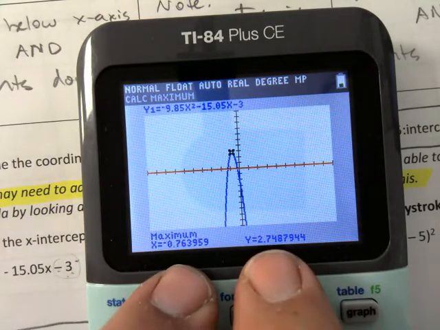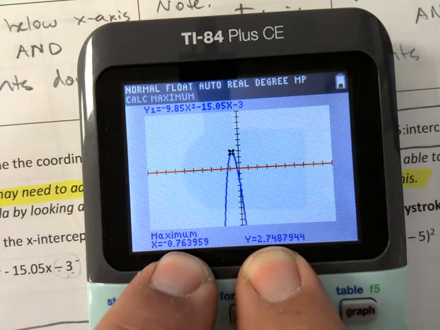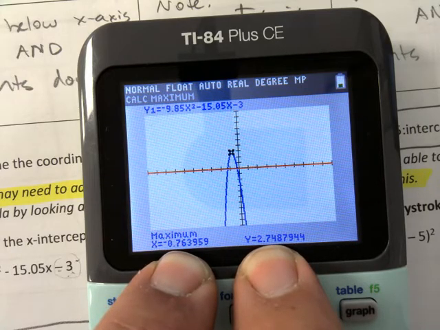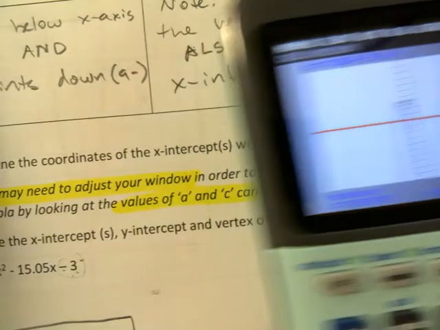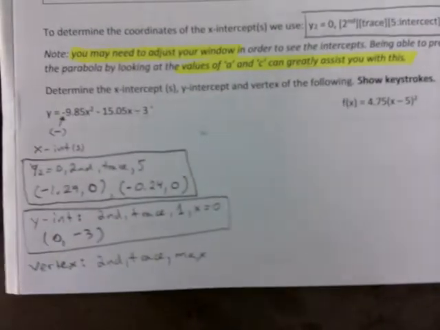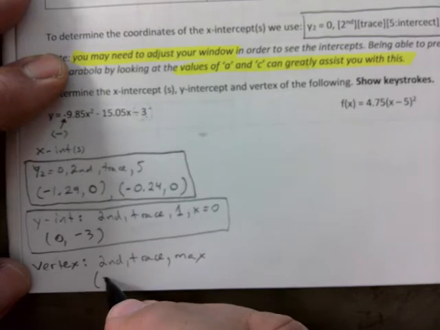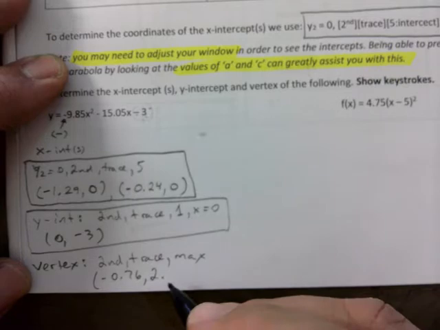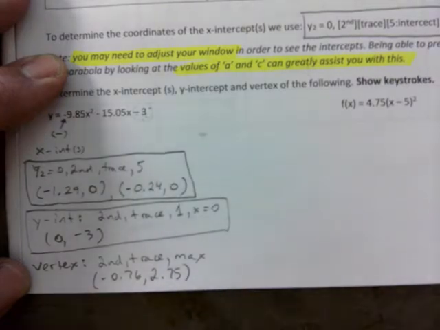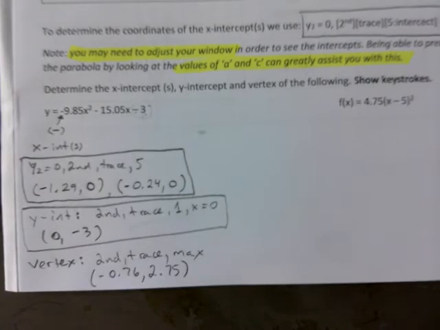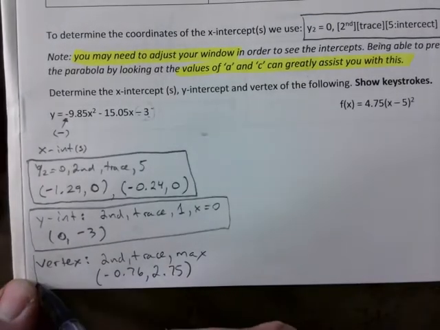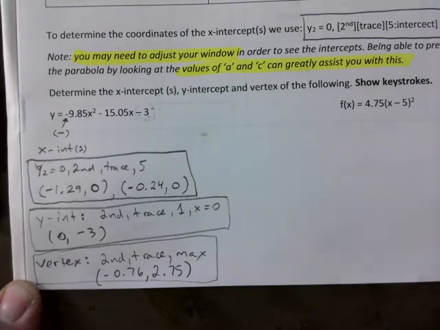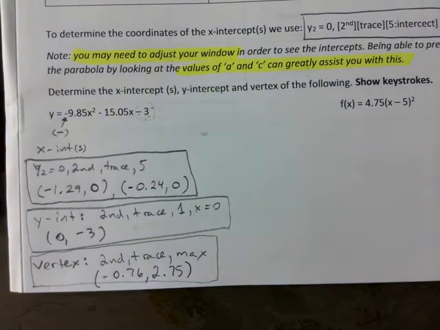Those are the coordinates of our vertex. So it's negative 0.76, 2.74. Okay, so I'm going to write that down real quick here in our notes. Negative 0.76, 2.75, right? Did I say 7.4? No, it's 7.5 if you round. And now you found the three most important pieces of information on a parabola. These are the three most important things we're going to need on our parabola to get things right.